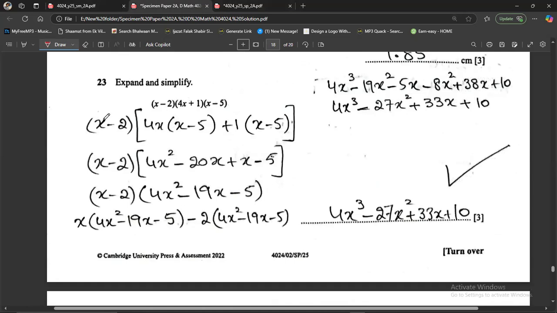So first of all, x minus 2, I will keep it outside. I will multiply 4x with this bracket, then plus 1 with this bracket. So I put a square bracket around them: 4x squared minus 20x plus x minus 5. So that's 4x minus 19, x minus 5. Now these 2 brackets will multiply. So x will multiply with the 4x squared minus 19x minus 5, and then minus 2 will multiply with 4x squared minus 19x minus 5. That's 4x cubed minus 19x squared minus 5x minus 8x squared plus 38x plus 10. So that is 4x cubed minus 27x squared plus 33x plus 10.